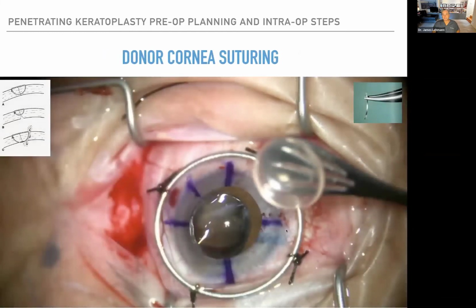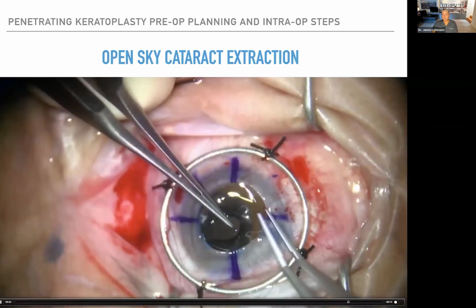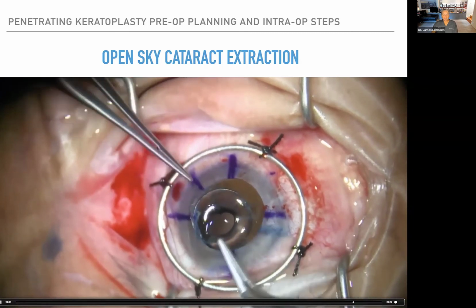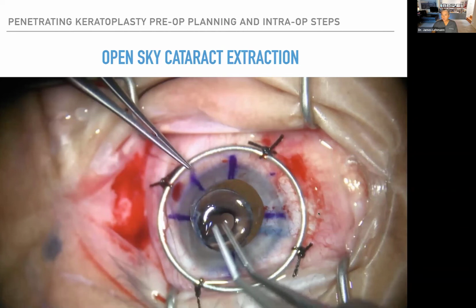All right, so I'm going to go back there. That's a tricky business, but as you can see, in a dense cataract like that, it's a good thing. So we're going to move along here.